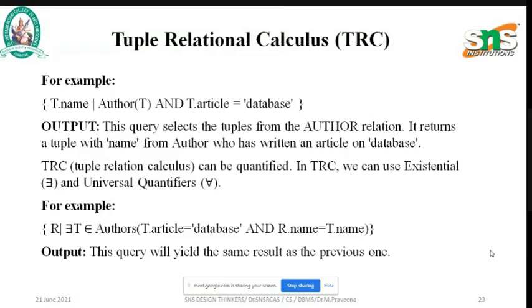This tuple relational calculus can be quantified, which means it is easily countable. In TRC we can use the existential quantifier and the universal quantifier also. We can use the existential quantifier, the reversed E, and the universal quantifier, the inverted A. So this query will yield the same result as the previous one. We can use either the first or the second example, but the output will be the same.